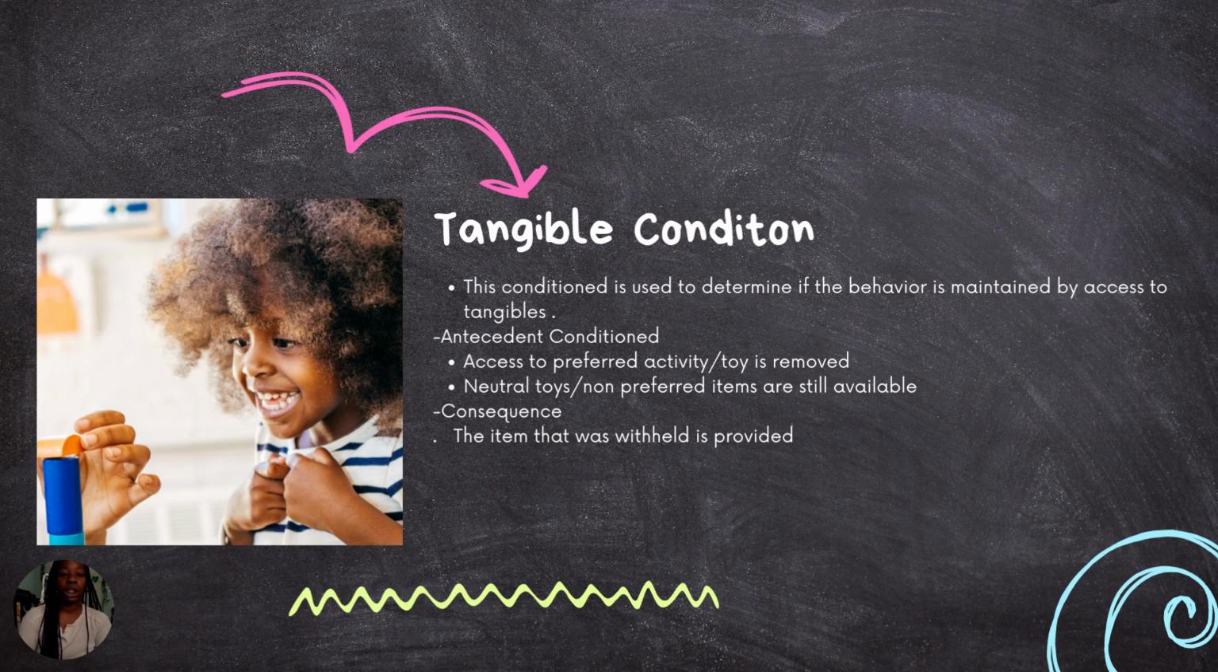So, in the tangible condition, it is used to determine if the behavior is maintained by the access to items or activities. So, in the antecedent condition, we are going to withhold all access to preferred toys and activities and make sure that we are providing them with neutral items and non-preferred items, that those are available to the learner so that if the behavior does occur, we are now going to provide them with those preferred items and toys, activities, whatever they are, whatever tangible that they are working for.